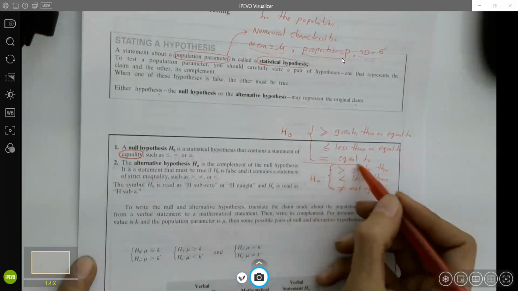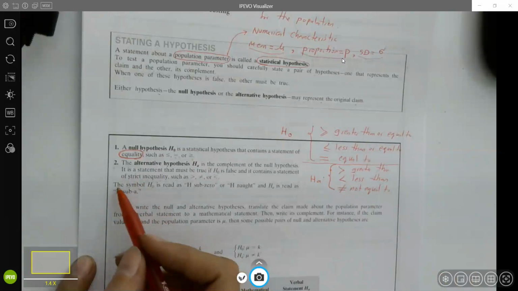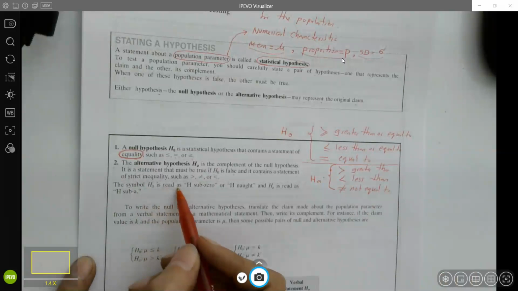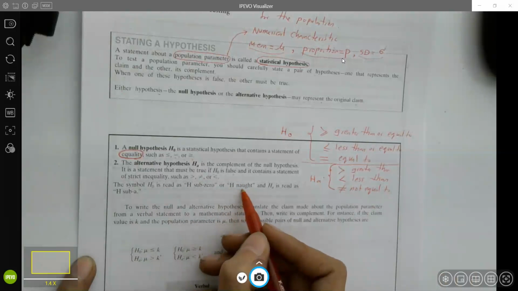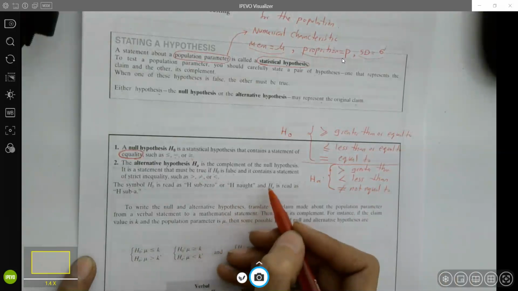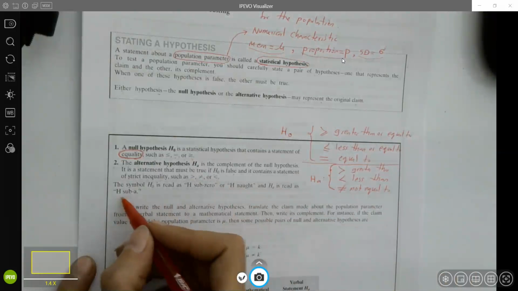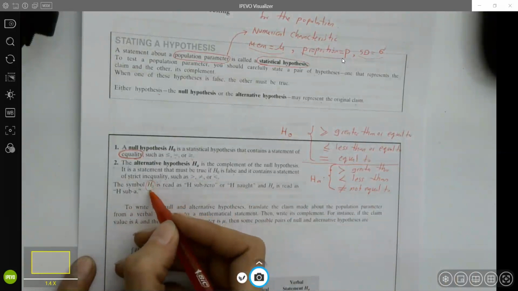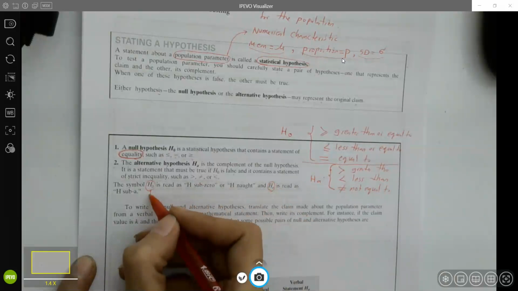So let us separate these. The symbol H sub 0 is read as H sub 0 or H naught. And H sub A is read as H sub A. Null hypothesis, alternative hypothesis.